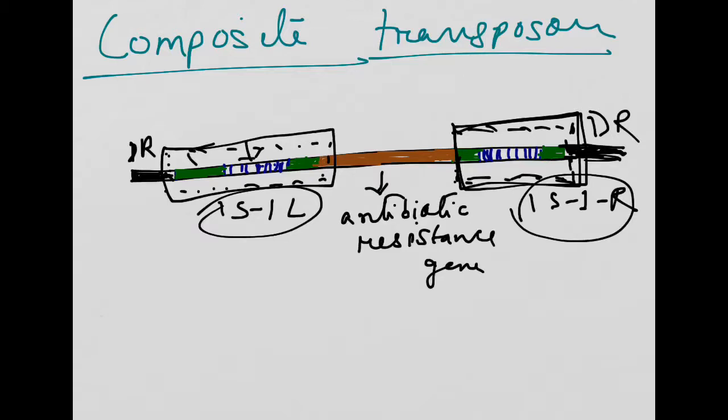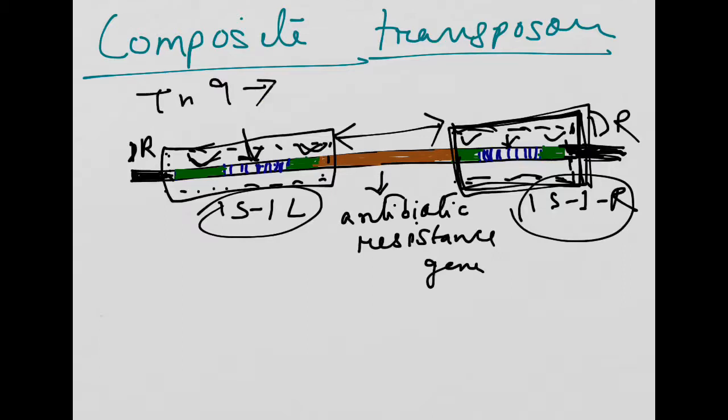There will be two inverted repeats. Okay, these are two inverted repeats, and this is the one coding for transposase. On the right side also you can see an IS element with inverted repeats on both sides and the gene coding for transposase. But in addition to that, the composite transposon will have an extra gene that will code for antibiotic resistance. Suppose we take the example of TN9, it will have an antibiotic resistance gene for chloramphenicol.